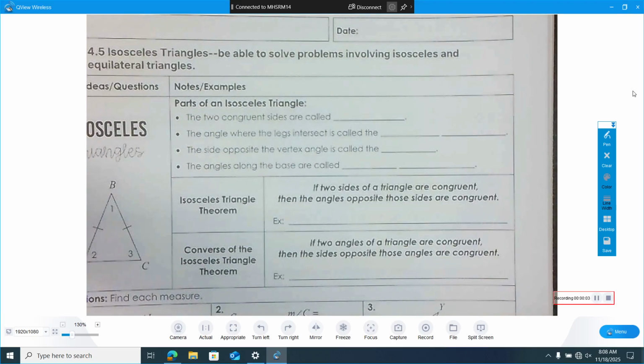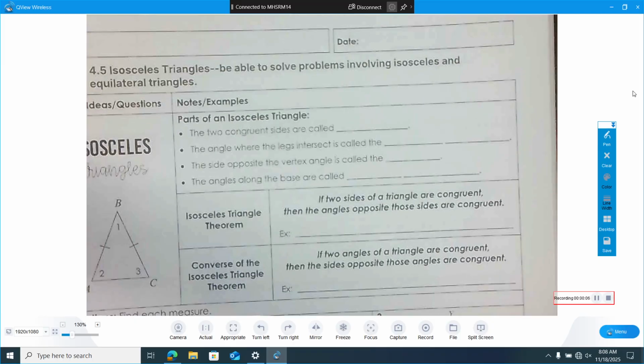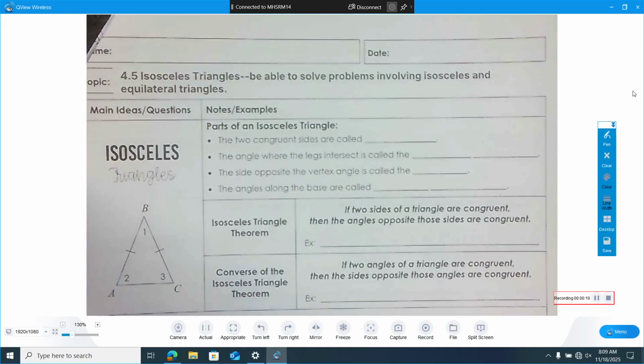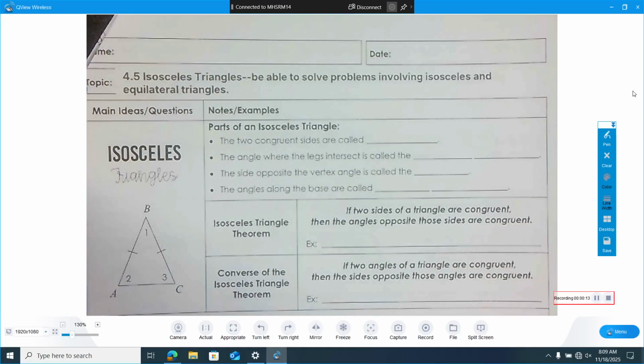Today we are talking about isosceles and equilateral triangles. And so we're basically setting more problems up, doing more solving. Pretty easy again today, which is kind of nice.